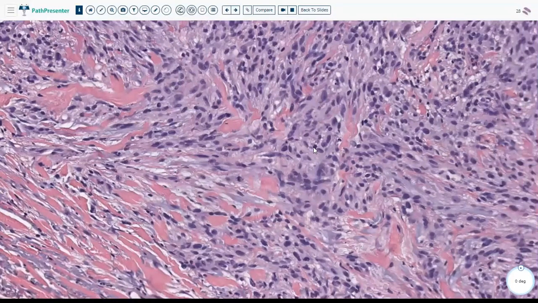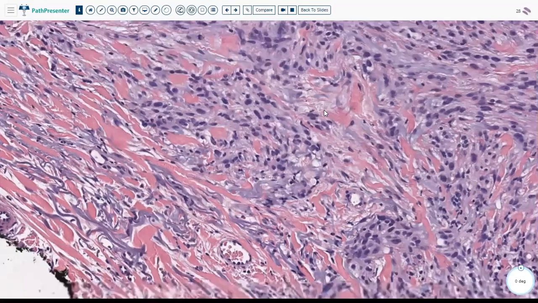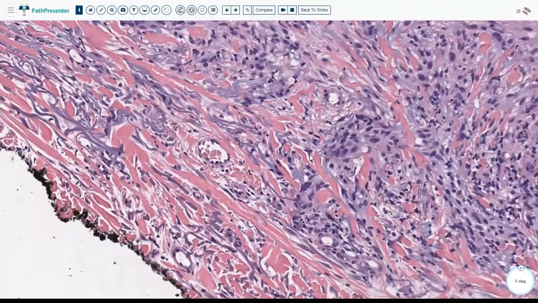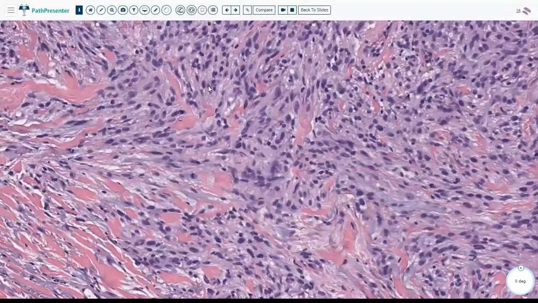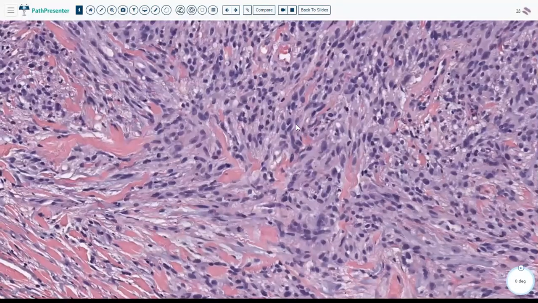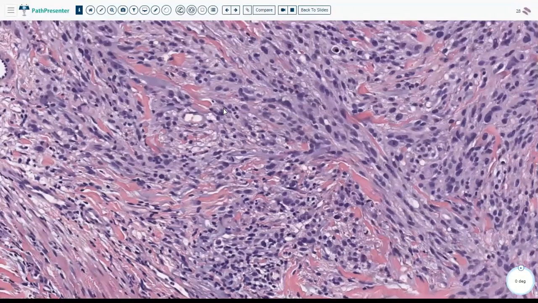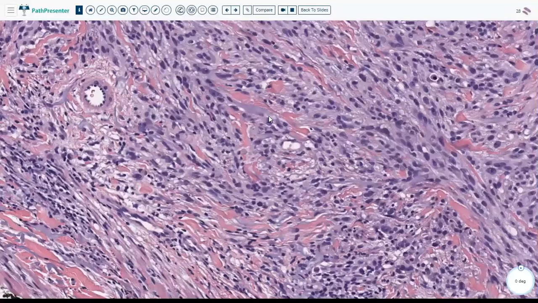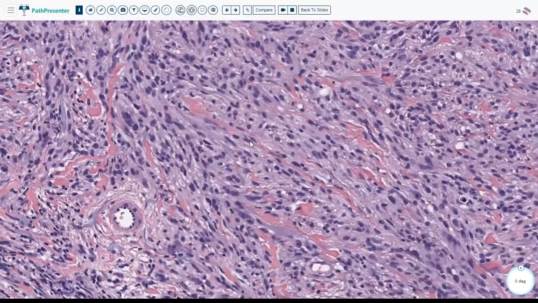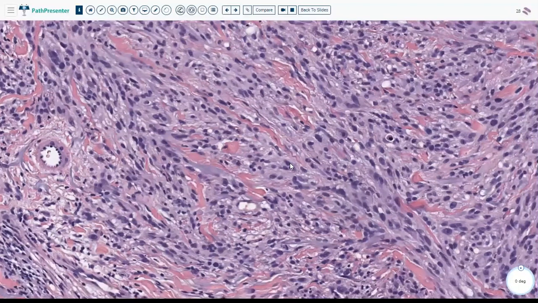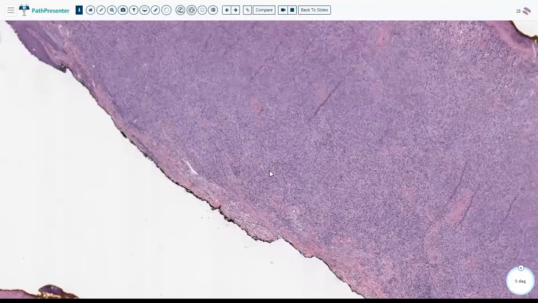I'm looking for something here for you, but I'm not really finding it right now. Let's see. Well, now when I'm presenting and in the heat of discussion, I can't even focus on this. But normally you would find a lot of mitotic figures in the dermis. We'll see them as we go along.